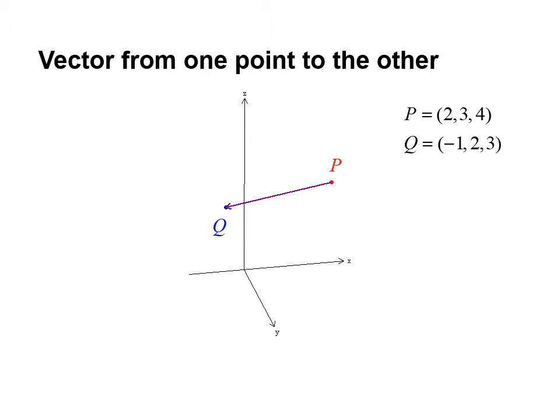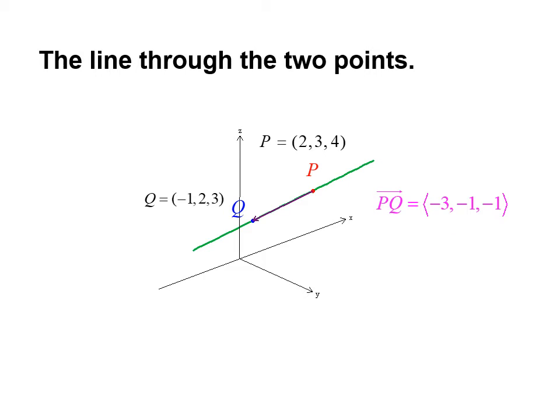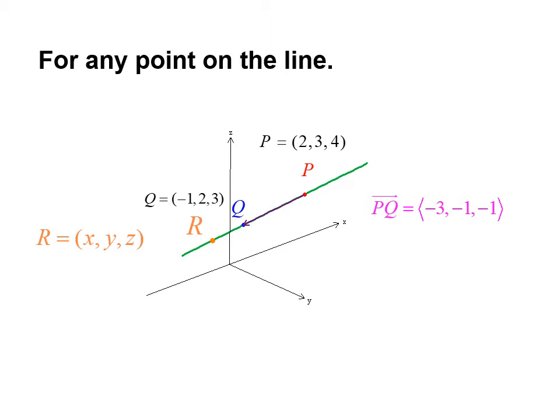Now, if we write the vector from P to Q, that would be PQ with a line over it. That would simply be subtracting the coordinates of Q minus the coordinates of P to give us each of the components of the vector PQ. Now, the line through P and Q, the green line shown here, contains the vector PQ. We're going to label a point on the line R, and R represents any point along that green line, so we'll just give it the coordinates X, Y, and Z.